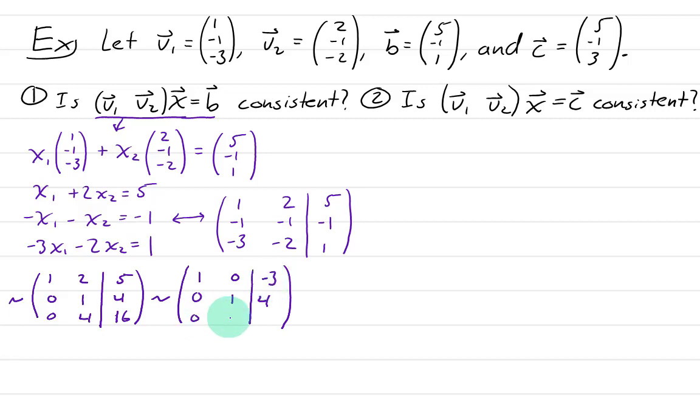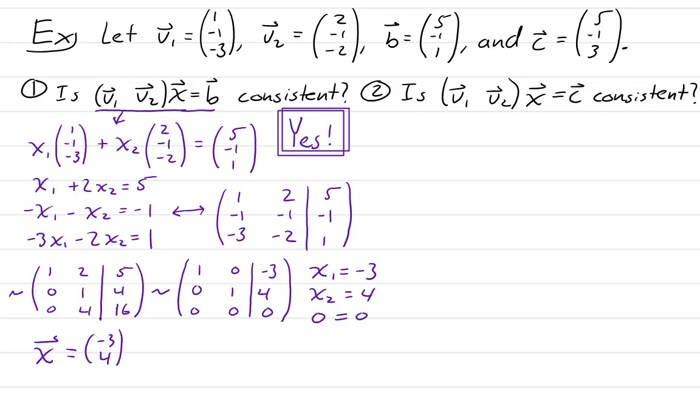This gives a reduced row echelon matrix, which we can then write in standard notation as x1 equals -3, x2 equals 4, and 0 equals 0. So the solution of the system is -3, 4. The vector equation and the original matrix equation are just different ways of writing the system, so the solution vector for the original matrix equation is the vector -3, 4. And yes, it's consistent. This means that B can be written as a linear combination of v1 and v2, which means B is in the span of the two vectors.